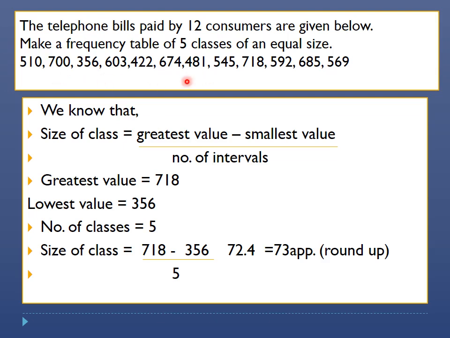In our data, our greatest value is 718. Our smallest value is 356. The number of classes required is 5. How can we find out the width or size of a class? Largest value minus smallest value divided by the number of classes, and that is equal to 72.4. We can consider it approximately 73.